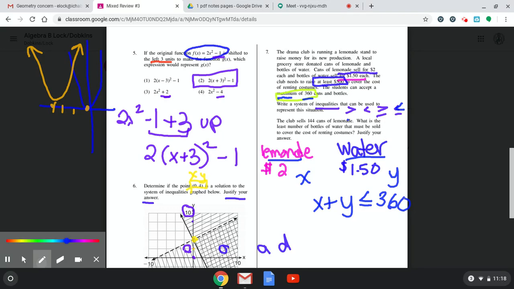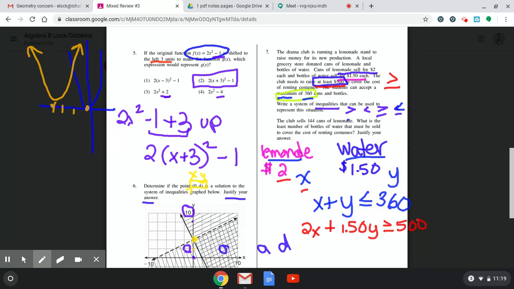And then the next equation, we need to talk about the costs. So we have $2 per X water. So we can write 2X plus $1.50Y is something compared to the $500. So at least, remember, least is usually lower, but we kind of flip-flop it here. Kind of like less than is subtraction. It's a turnaround word. So here, at least is going to be greater than or equal to $500.